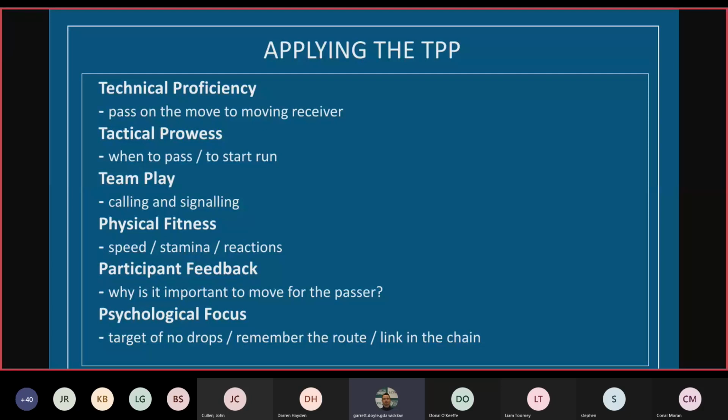The focus element of it is, again, set a target. No drops. Can we get it up and down the line without dropping? Can you remember the route where you're meant to go? And a bit of pressure that you're linking the chain. If you drop it, everything goes out of sync. So we probably have to start again. So this is where we add in a slight bit of pressure. So let's see how many times you can get up and down without dropping.